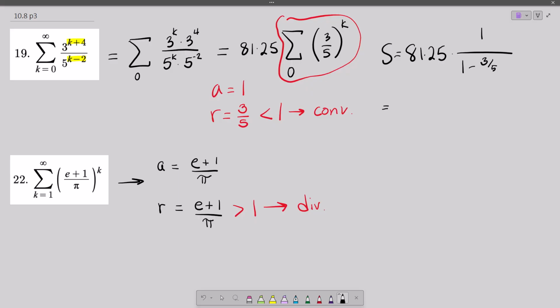So here we have a geometric series. We know it converges, but if it's geometric, we can ask and answer the extended question, what does it converge to? And so this is going to be 81 times 25. Here, 5/5 minus 3/5 is 2/5, and if we flip it, we get 5/2. And then we would type that into our calculator, and we would get something divided by 2.